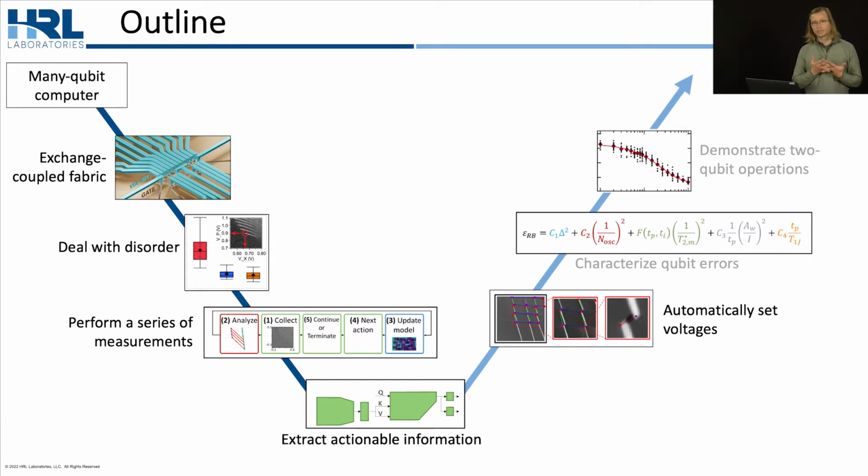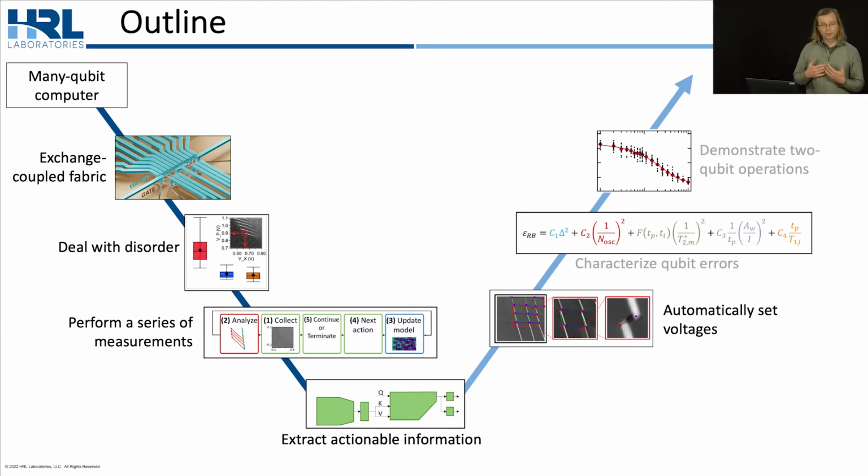And so there are many ways to build a quantum computer. One of them is using an exchange-coupled fabric, and so I'll describe that, why we make that choice. And then when it comes to making an exchange-coupled fabric, reality bites in a few ways. One of those means that we have to deal with disorder that's present. I want to touch on that. And then how we deal with disorder is that effectively means that we have to make a series of measurements.